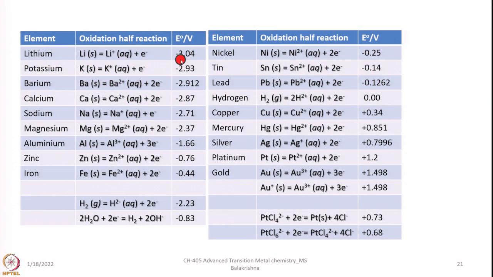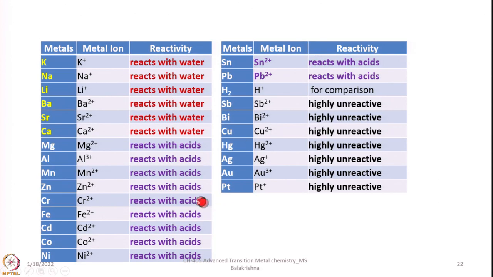And one should give more importance to these signs. This is very important. This will tell about how easily an element can be oxidized or reduced. And this chart shows the reactivity, for example, whether they react with water, or if not, whether they react with acid, or are not at all reactive. So, let me stop here and continue further discussion on transition metal chemistry in my next lecture.